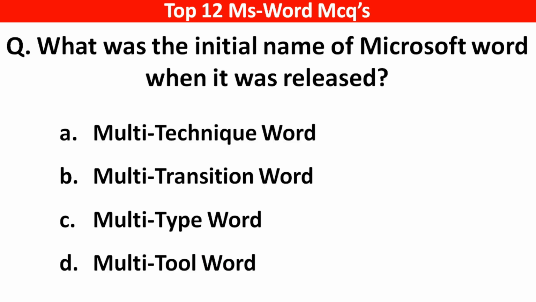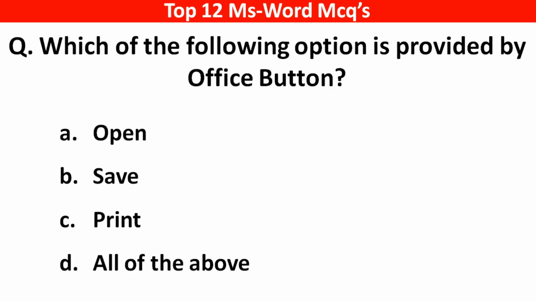Next question, what was the initial name of Microsoft Word when it was released? Right answer is option D, Multi-Tool Word. Next question, which of the following options is provided by the Office button? Right answer is option D, all of the above.